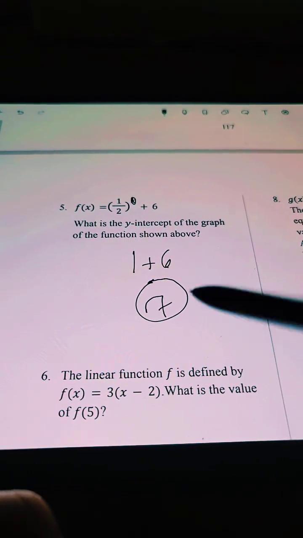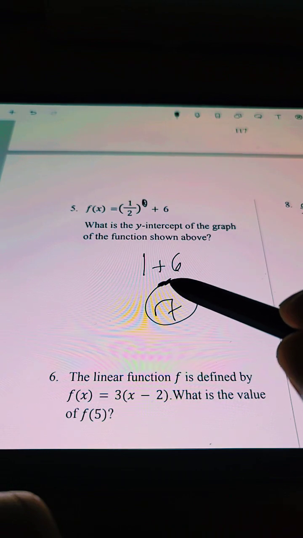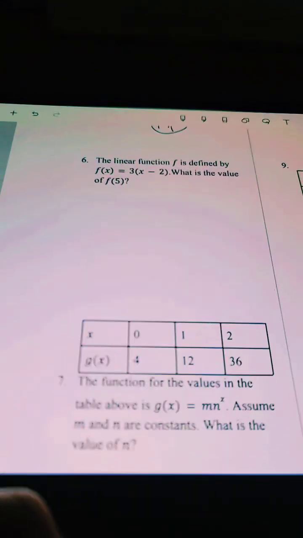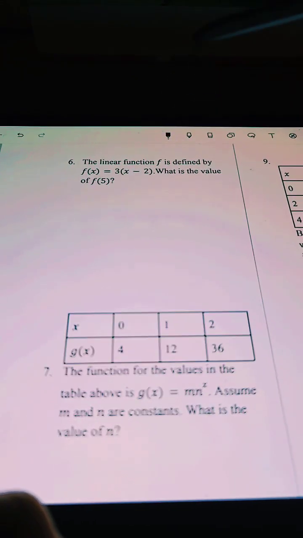Okay, hold on, I have OCD and I really don't like that. Okay, so then let's go to number 6.